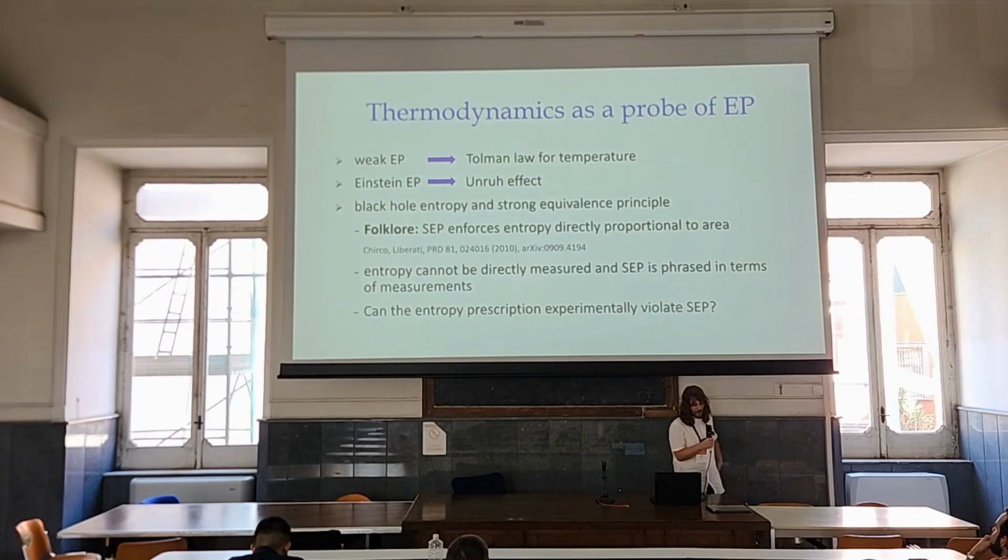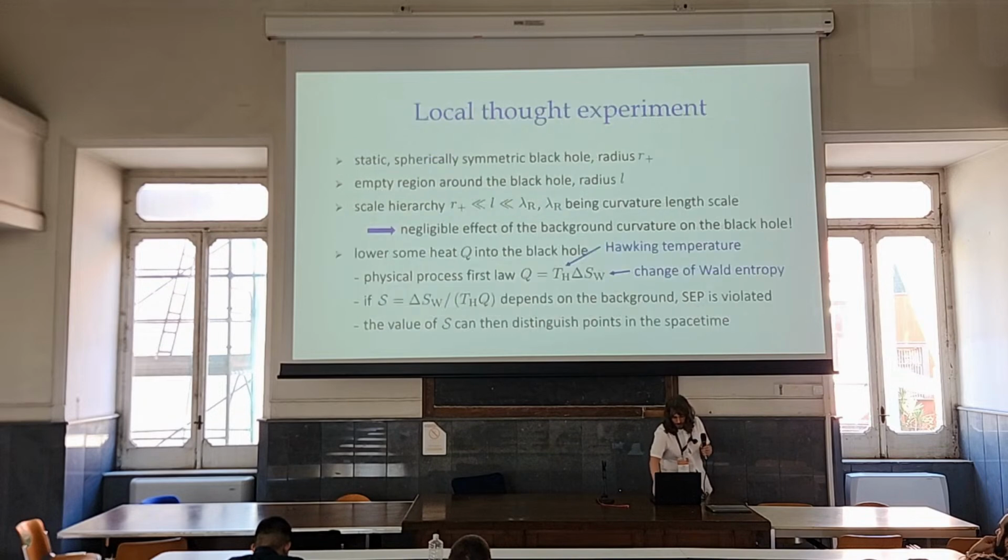And the problem also is we cannot directly measure entropy, and any equivalence principle is phrased strictly in terms of measurements. So it is even questionable whether you can consider experimental violation of this strong equivalence principle based just on the entropy formula. So for this reason, we devised a local thought experiment that considers fall of matter into a small Schwarzschild black hole that we use as our test arena for the equivalence principle.